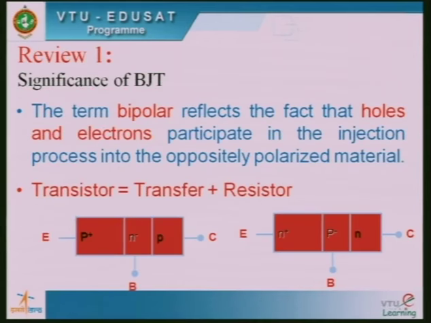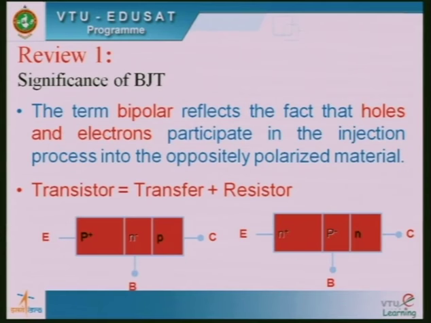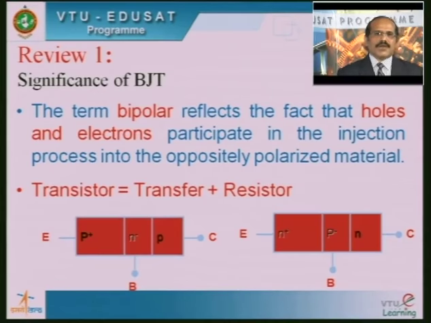Today we shall continue the discussion on bipolar junction transistor. Last class we discussed the significance of the term BJT. BJT means bipolar junction transistor. The term bipolar indicates the involvement of holes and electrons in the conduction of current. Bi means two, polar means the charge carriers. So here in the BJT the current is contributed by both the holes and electrons.